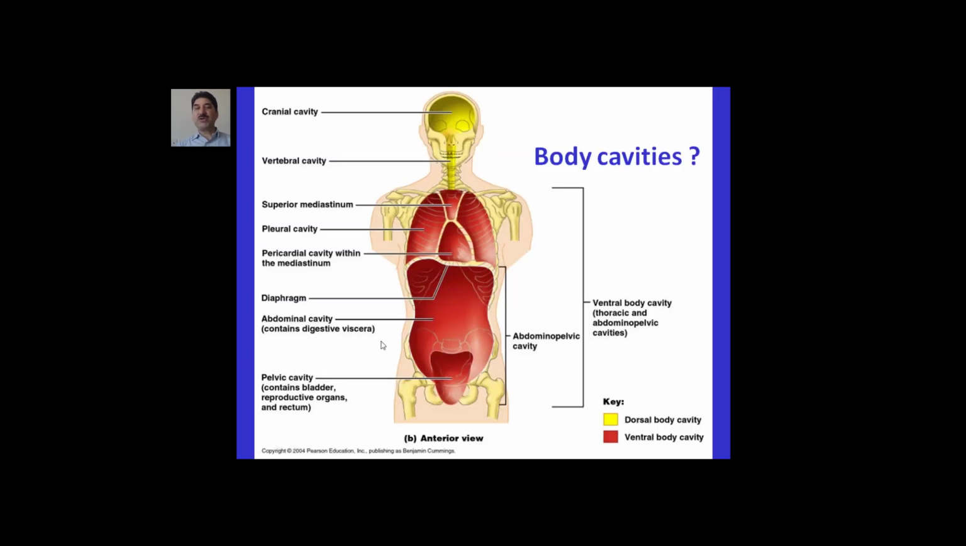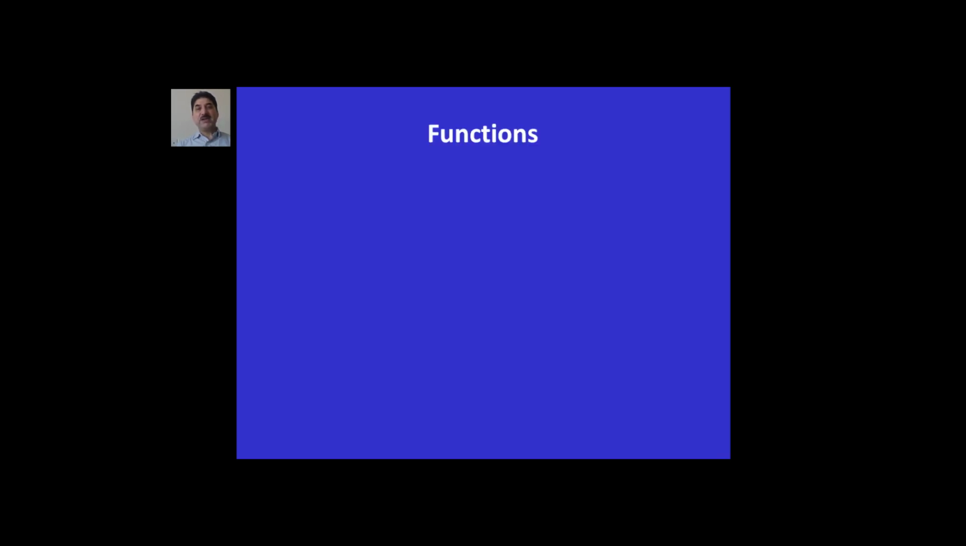What are the various body cavities lined by the epithelium? Various cavities lined by epithelium are cranial cavity, vertebral cavity, pleural cavity, pericardial cavity, peritoneal cavity, and pelvic cavity. What are the various functions of the epithelium? Epithelium protects us from outside world.